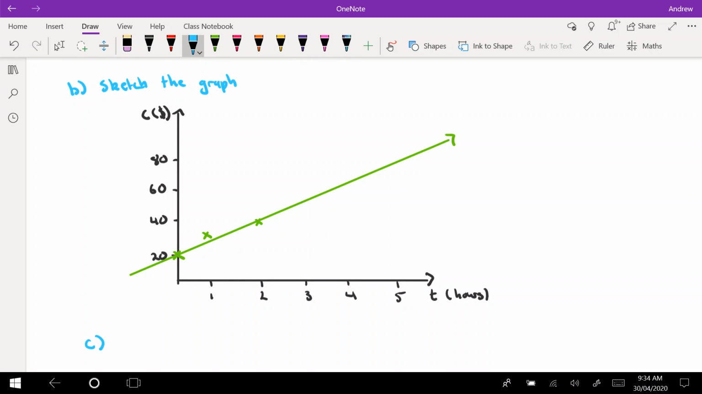C. How many hours did they work? If they earn $180 for how much they worked, we need to try and figure out the amount of time that they worked. Does anyone have any ideas how we're going to figure that one out? So we're trying to find T, but how are we going to find it?